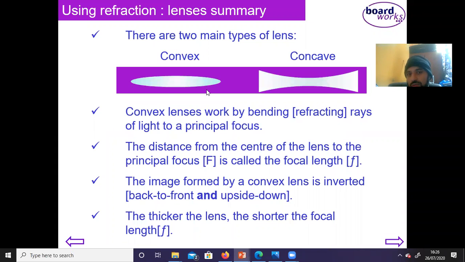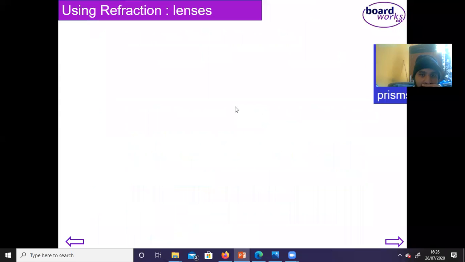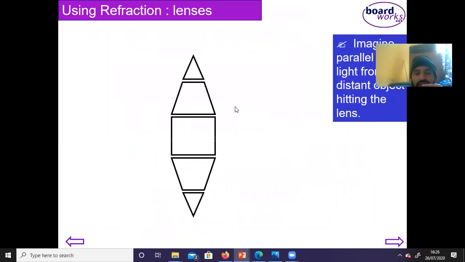So convex looks thick at the middle and thin on the outsides, whereas a concave is thin in the middle and thick on the outsides, okay? Because of these two types of lens, they do different things with light. One of them bends light towards a focus, towards a central point. The other one spreads light out. It's quite interesting how they work, so we can start looking at that and understanding how they work.